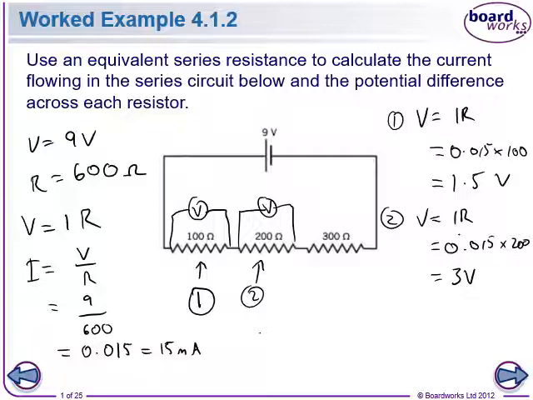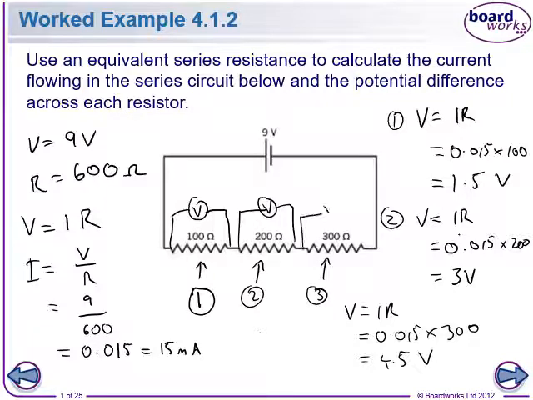The last one, 300. So we'll do number 3. So our 300 ohm resistor, V equals IR. Current is 0.015 multiplied by resistance is 300. So that'll be 4.5 volts. So the voltage going across that will be 4.5.